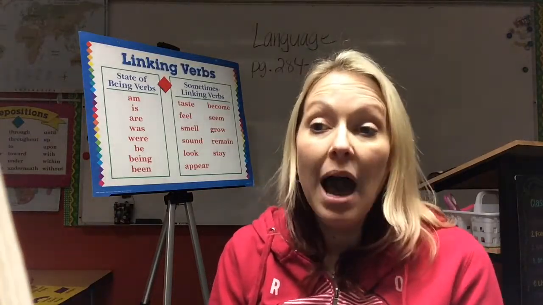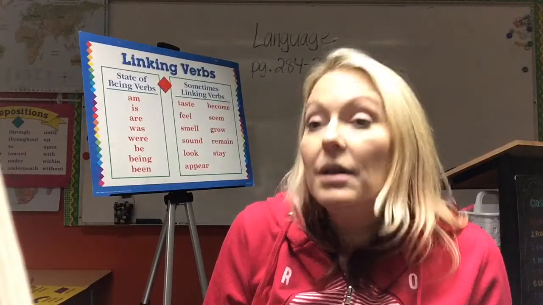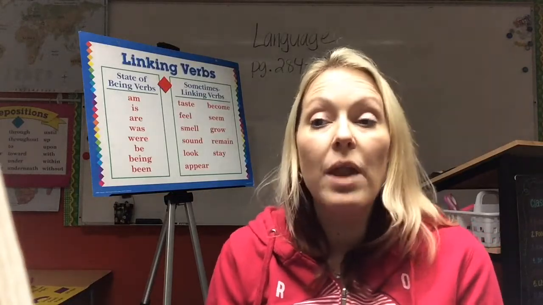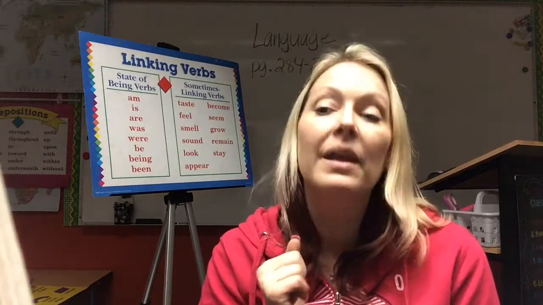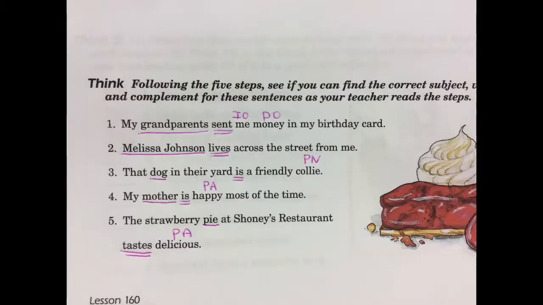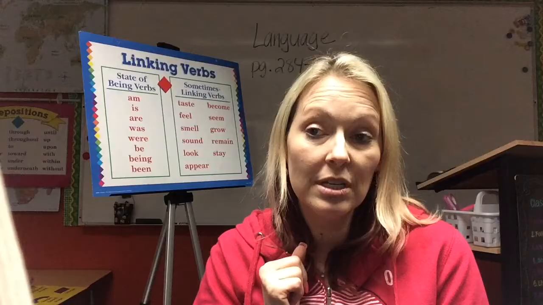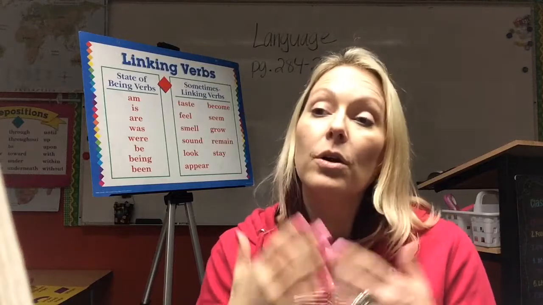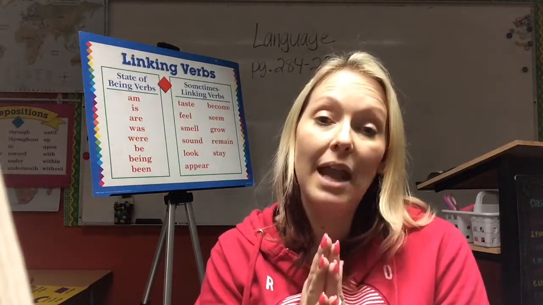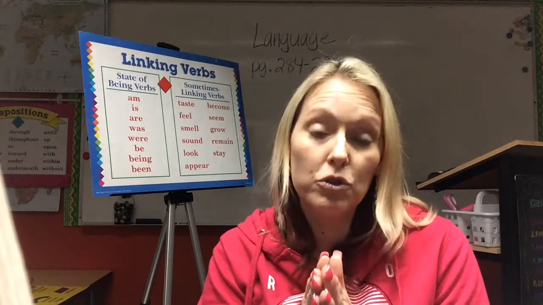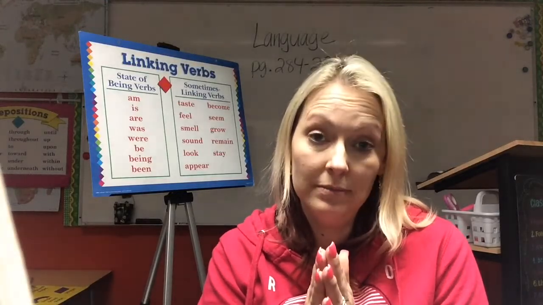Now, the pie tastes what? Delicious, you're right. So now is delicious describing the pie or renaming the pie? It's describing the pie. So that would be PA for predicate adjective. And so now you have PA above delicious, and you are now learning your indirect object, direct object, predicate nominative, predicate adjective, and now I'm hungry for strawberry pie. Are you?